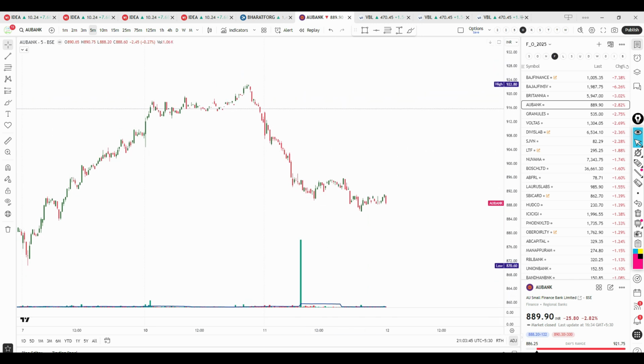This is the first candle. The second candle is just a retracement till this point. Immediately if this falls within a few seconds, this is where the entry is. Then 1:2 risk reward, 1:2.